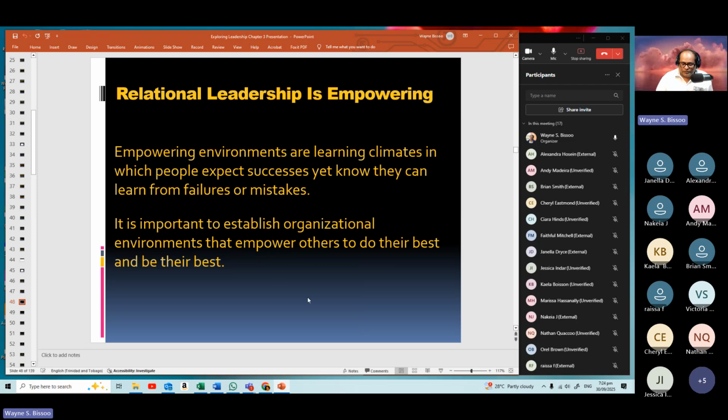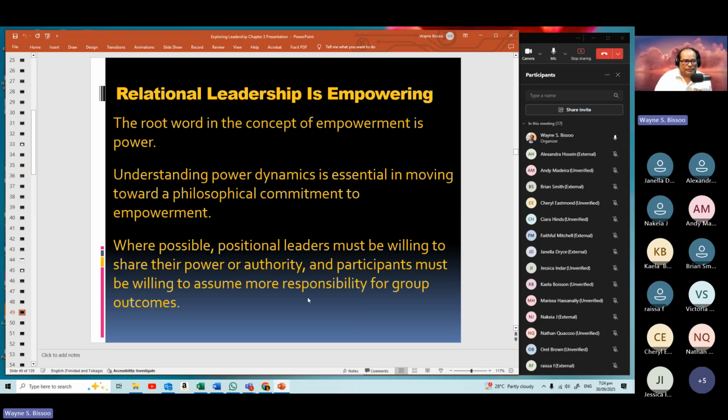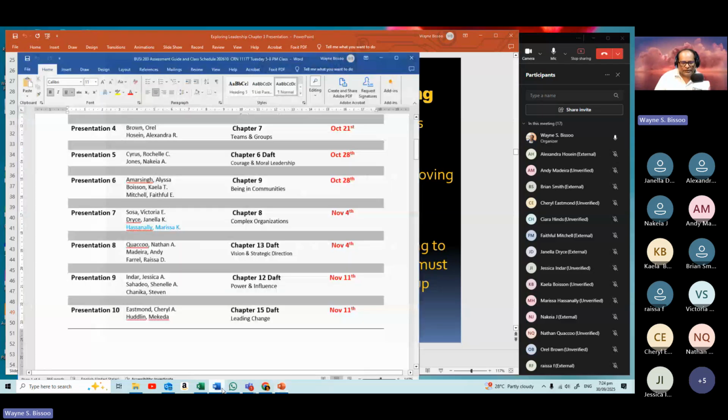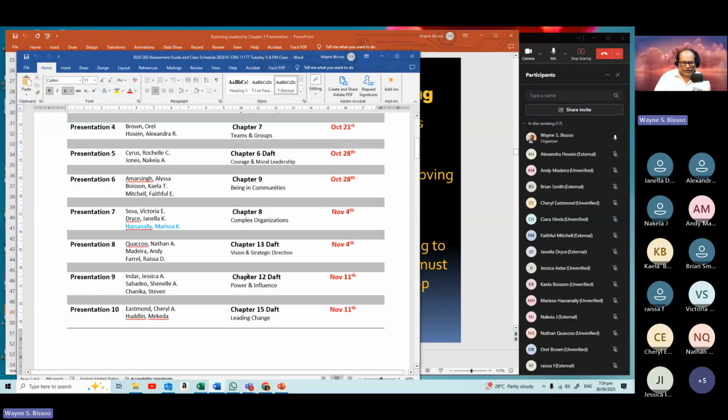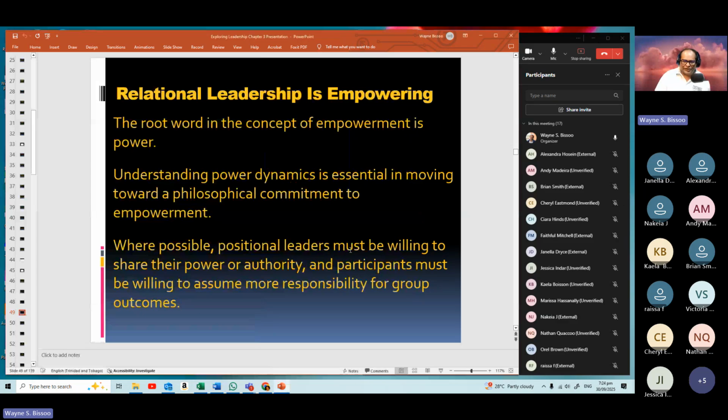All right. So let's see any other elements. There is a chapter here that's going to present this in a lot more detail. That is chapter 12, Power and Influence. That is going to deal with power and influence and empowerment in more detail. So when we talk about empowerment, what we're talking about is power. And empowerment means giving up power.